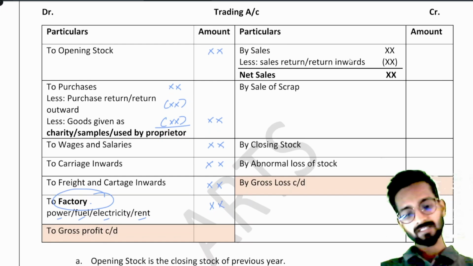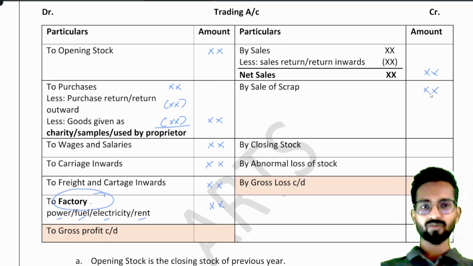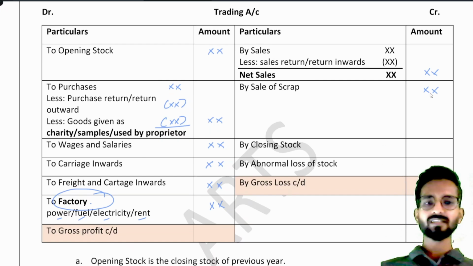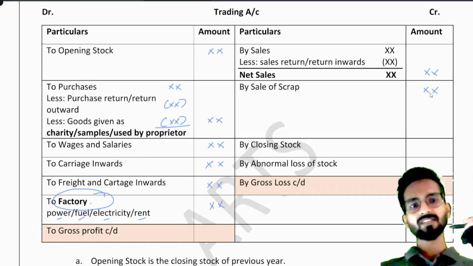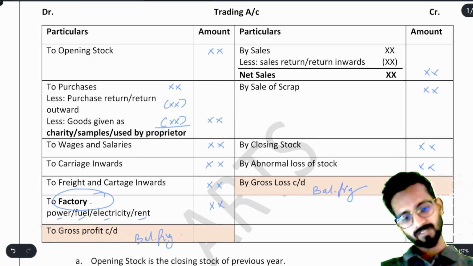Understood? Then sales, less sales return, and you can write net sales here. Then sale of scrap. Sale of scrap is if there are a few unsold stock in our godown, or some shirts we are not able to sell, they are getting very old, or some machinery that is very old and almost scrap, if you are selling its residual value, you can also write that in trading. By closing stock, abnormal loss, and whatever is the balancing figure will appear as gross loss or gross profit. Understood?